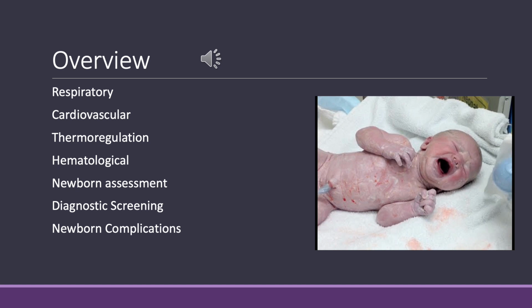Then we will cover the newborn assessment and the diagnostic screening that's done on neonates, newborns, prior to hospital discharge. Lastly, the voiceover will cover a few of the more common complications of the newborn neonatal period.